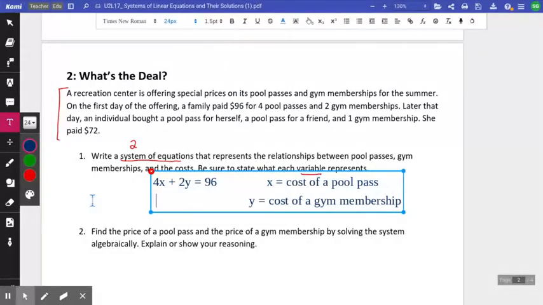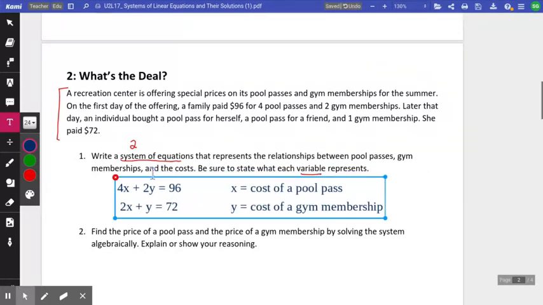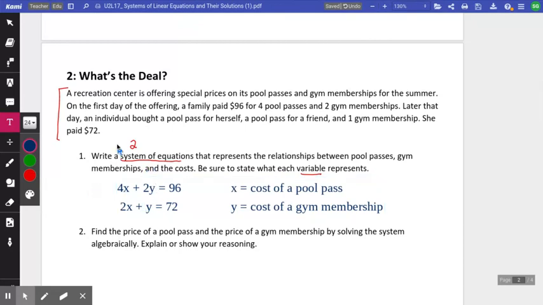Similarly to that, the individual here is going to be our second equation. They bought a pool pass for themselves and for a friend, so that's 2 pool passes. 1 gym membership. You could write 1Y or Y by itself. And they paid a total of $72. So that's our second equation in our system. Together, this pair of equations represents this system of equations, and this system represents the relationship described in this story.